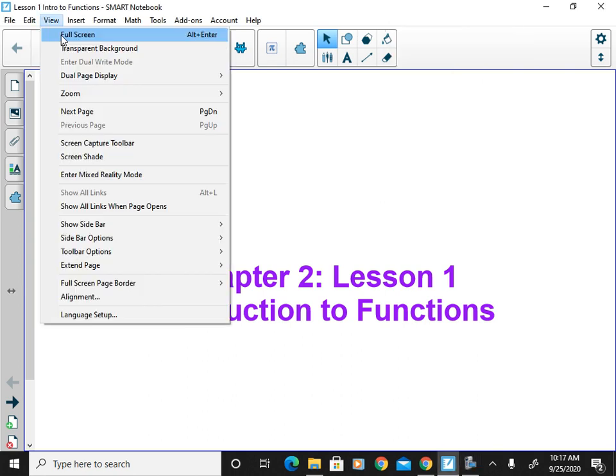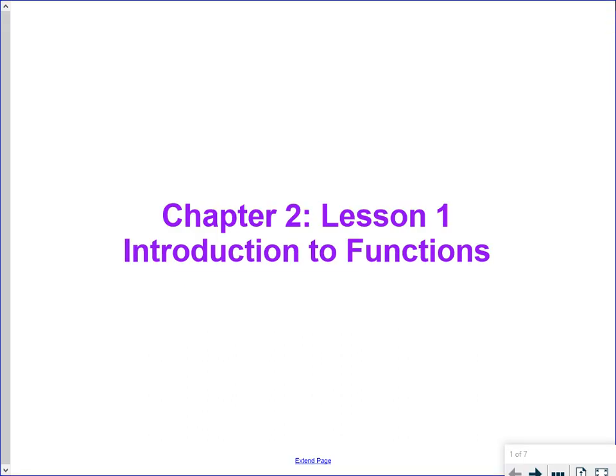We are starting chapter 2 today, which is all about functions. Since it's lesson 1, this is where we're learning the fundamentals about our functions. If you're not understanding something, ask me now before we get too deep into it.